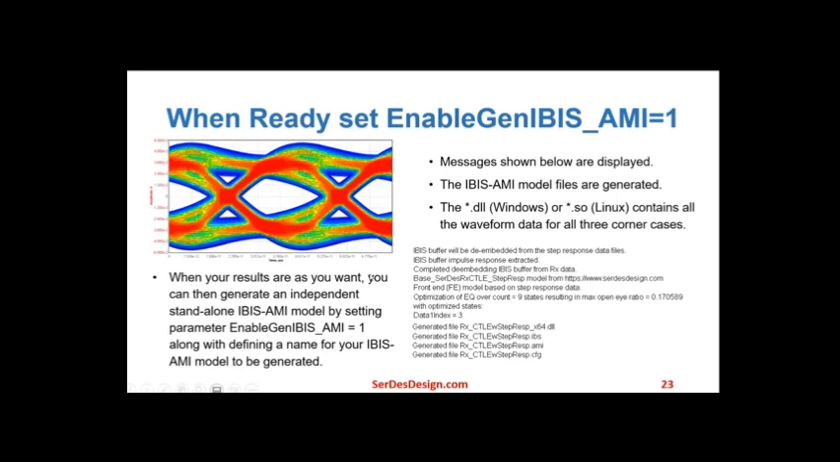So, when ready to generate the IBIS-AMI model, set the parameter enable gen IBIS-AMI to 1. It then generates an independent standalone IBIS-AMI model, along with the defined names that you define for generating the model. The messages shown below are displayed in the channel simulator message panel. The IBIS-AMI model files are generated. The DLL for Windows or SO file for Linux file contains the encoded waveform data for all 3 corner cases.